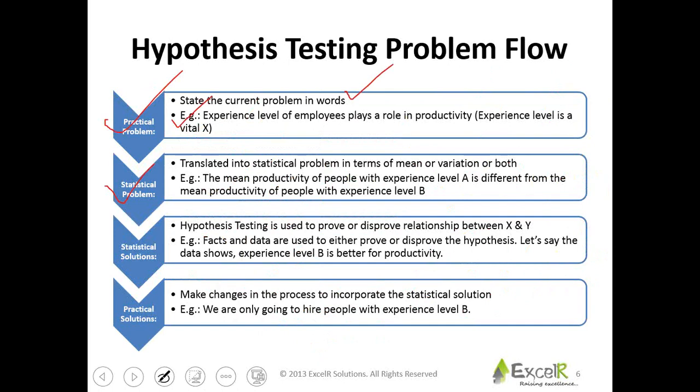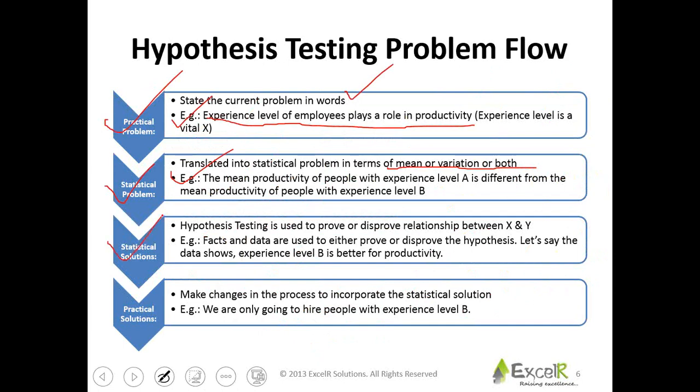In statistics, you always use mean or variation or both. This is translated into a statistical problem in terms of mean or variation or both. Let us see this example as well. The mean productivity of people with experience level A is different from the mean productivity of people with experience level B. So here you are telling that experience level of employees plays a role in productivity. Statistically, you are telling that mean productivity of people with experience level A is different from the mean productivity of people with experience level B.